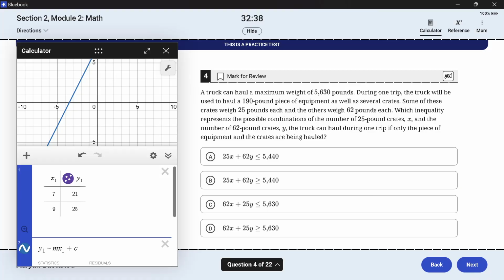A truck can haul a maximum weight of 5,630 pounds during one trip. The truck will be used to haul a 190-pound piece of equipment as well as several crates.